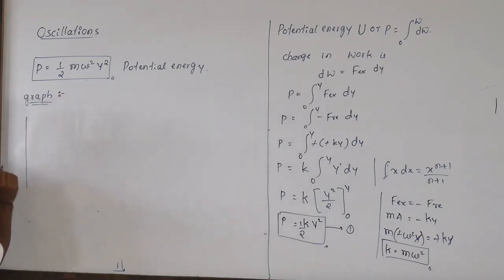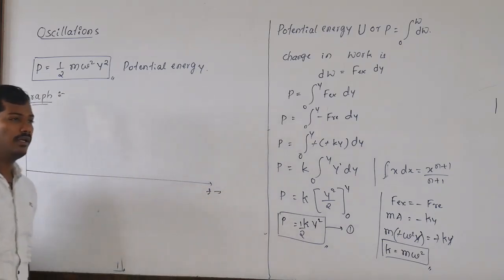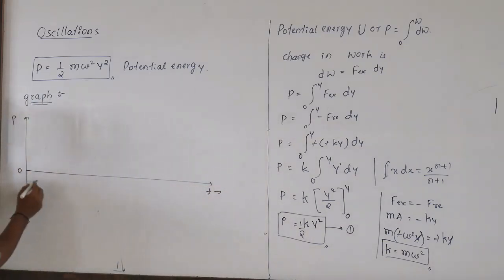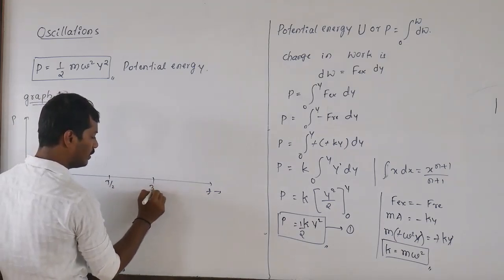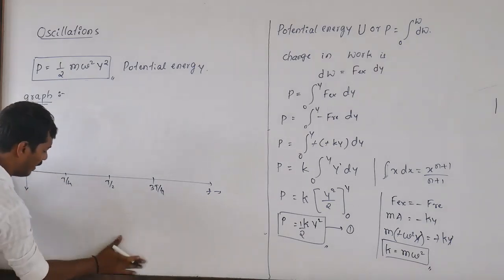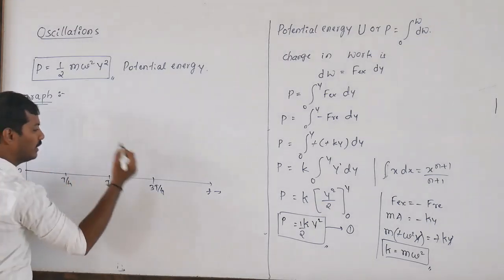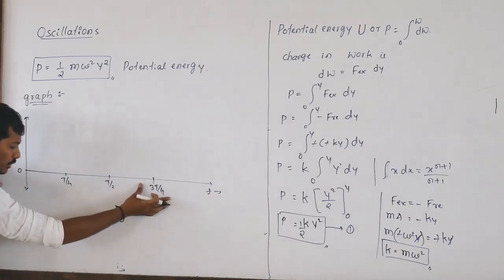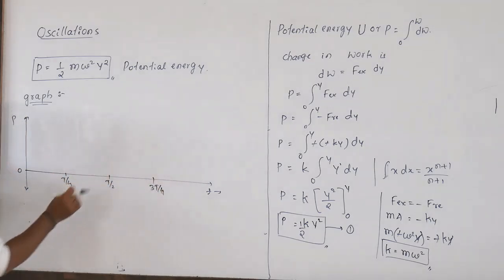Along the y-axis you take the potential energy, and along the x-axis you take time. Initially the time is 0, then t by 4, then t is equal to t by 2, and then 3t by 4. Just calculate, it is a very simple part. It is a mean position, extreme position, mean position, extreme position. It is a negative extreme position, a positive extreme position, and again a negative extreme position.